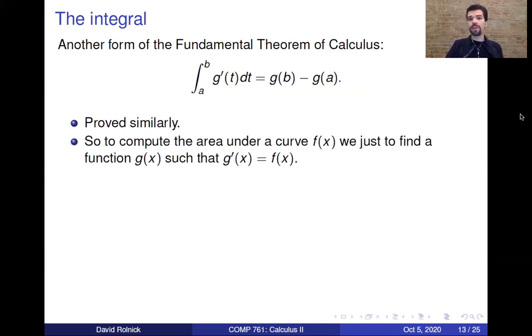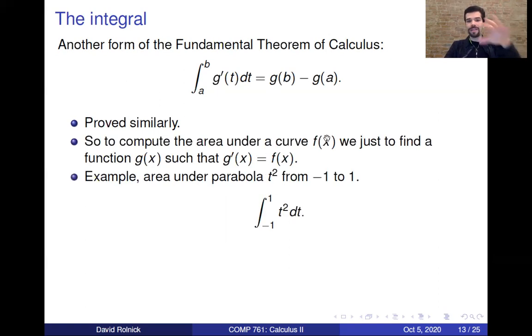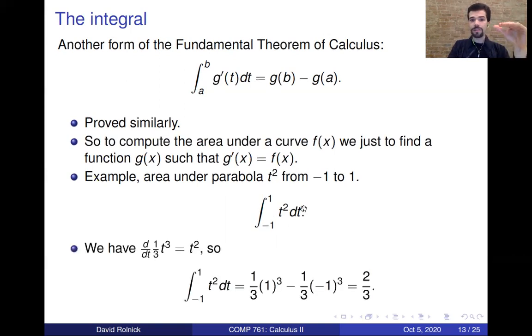So for example, if you wanted to compute the area under a curve f of x, we'd find a function g of x such that g prime of x equals f of x. Here's an example. If you're finding the area under the parabola t squared, which looks like this, from negative 1 to 1, then you're just going to compute this integral. That's what the area under the parabola is.